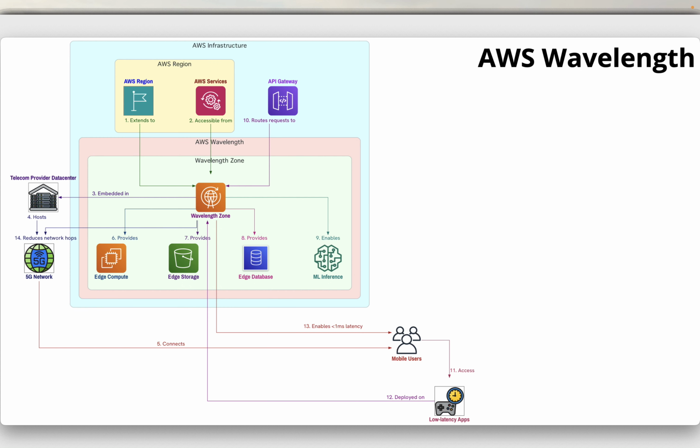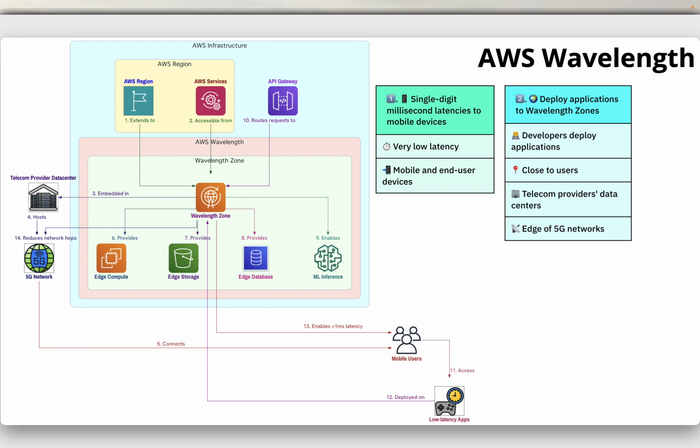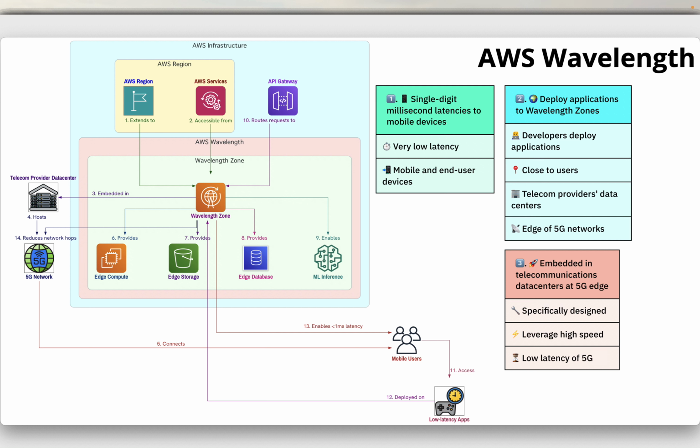Next is AWS Wavelength. This offers single-digit millisecond latencies to mobile devices. AWS Wavelength enables applications that need very low latency for mobile and end-user devices. You can deploy applications to Wavelength Zones. Developers can deploy their applications close to users within the telecom providers' data centers at the edge of 5G networks, embedded in telecommunication data centers at the 5G edge. Wavelength Zones are specifically designed to leverage the high speed and low latencies of 5G networks.